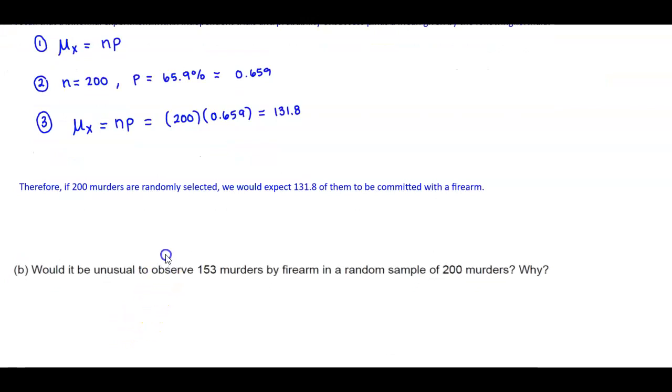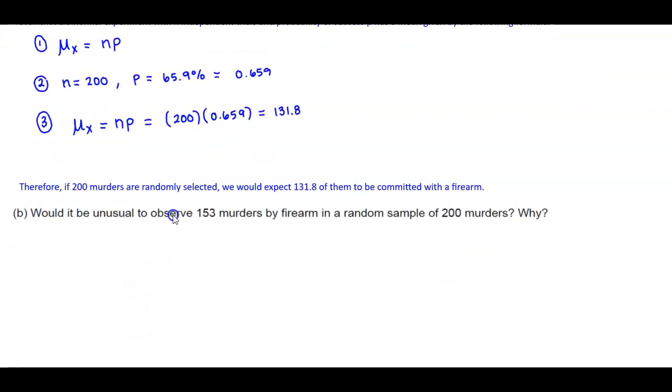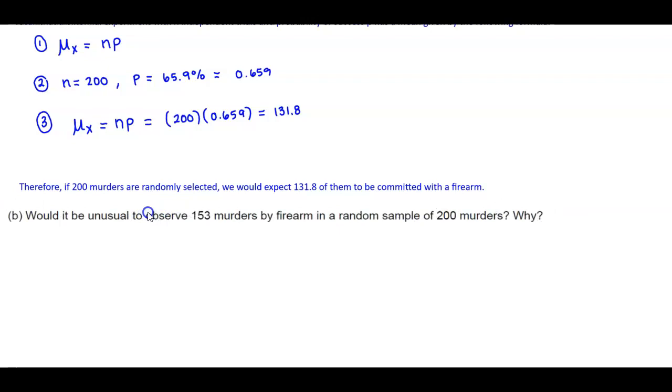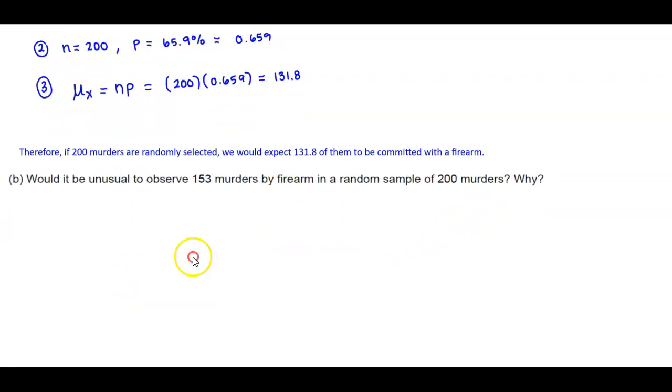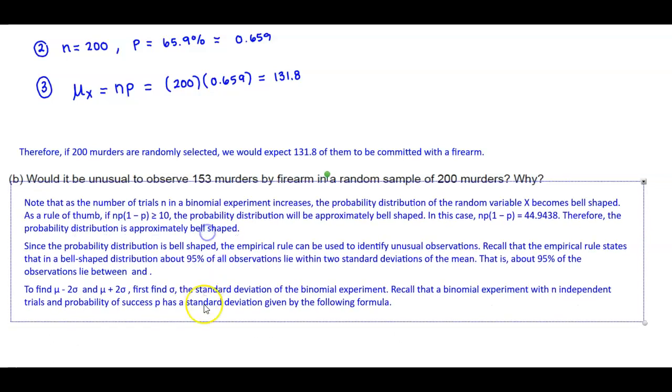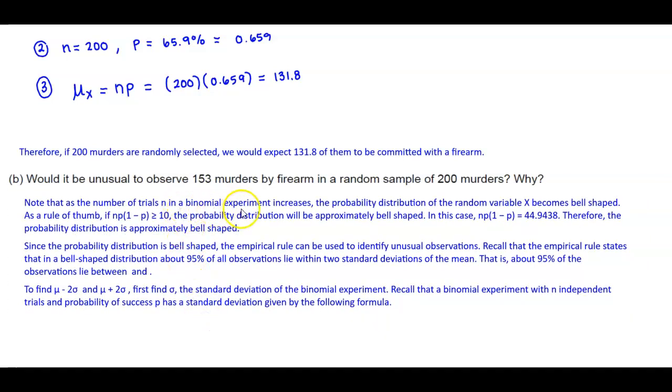Now in Part B, it says, would it be unusual to observe 153 murders by firearm in a random sample of 200 murders, and why? Note that as the number of trials n in a binomial experiment increases, the probability distribution of the random variable x becomes bell-shaped. As a rule of thumb, if n times p times 1 minus p is greater than or equal to 10, the probability distribution will be approximately bell-shaped.